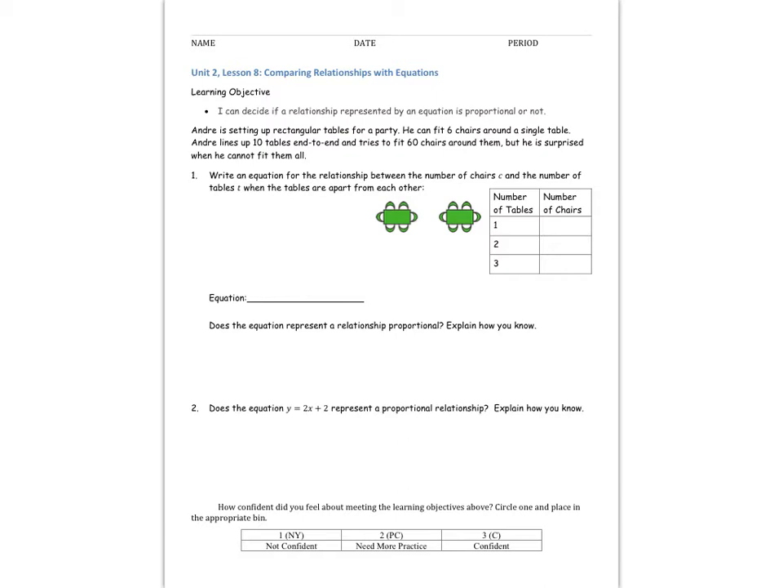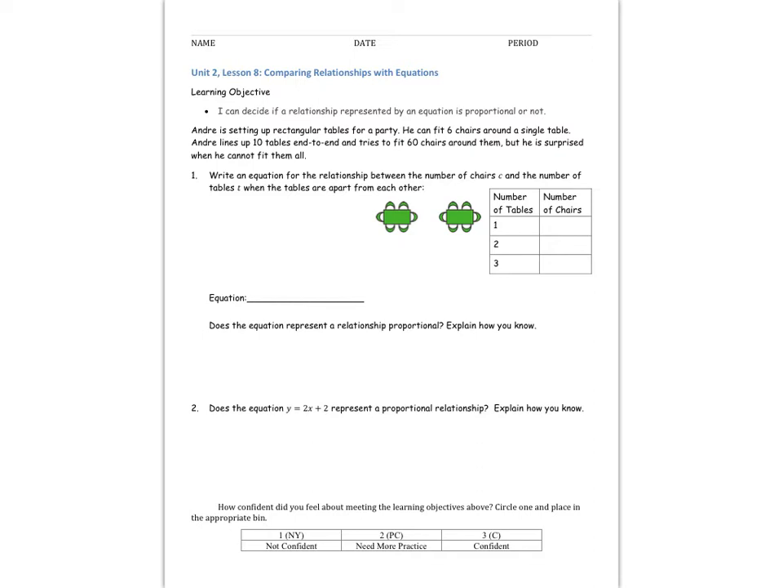In this situation, it says Andre is setting up rectangular tables for a party. He can fit 6 chairs around a single table. Andre lines up 10 tables end to end and tries to fit 60 chairs around them, but he is surprised when he cannot fit them all. Write an equation for the relationship between the number of chairs C and the number of tables T when the tables are apart from each other.